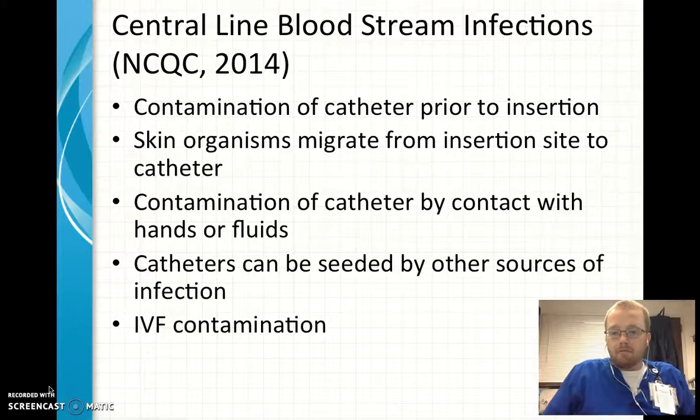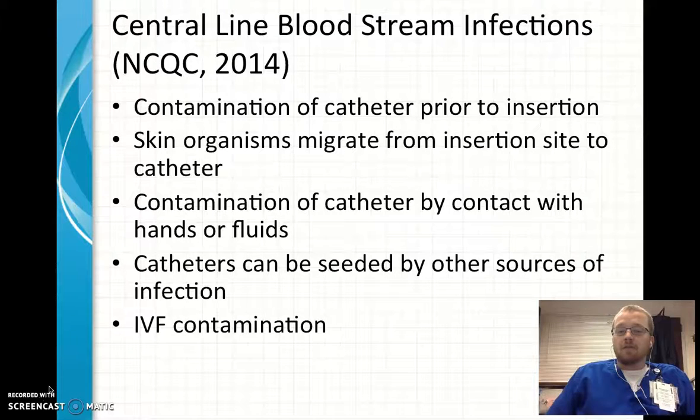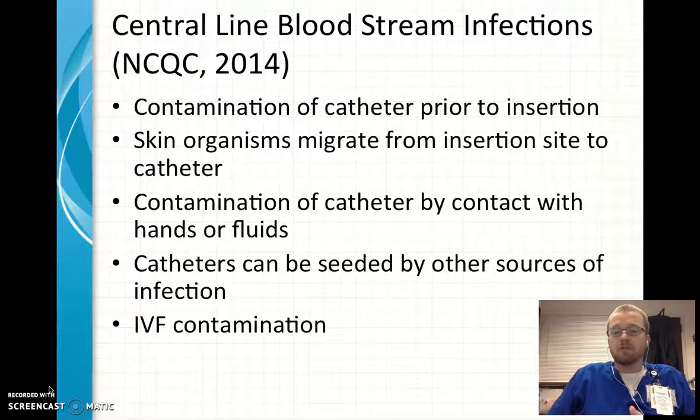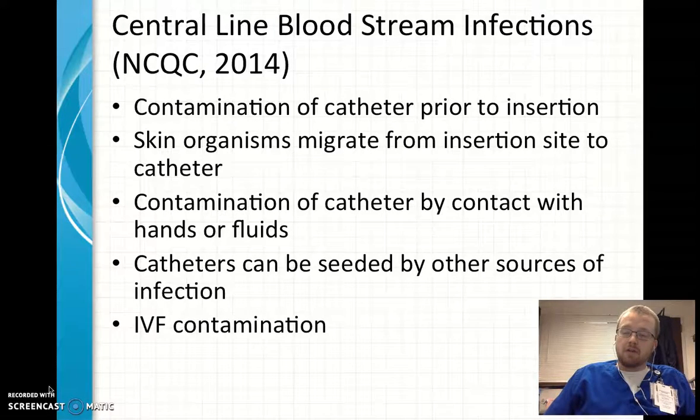So I wanted to start by explaining exactly what central line bloodstream infections are. They can be defined as any contamination of catheters before insertion. This can be done by breaking sterility or an infection or a microbe being present on the skin and not being properly cleaned prior to insertion. Skin organisms, skin microbes can also migrate from the insertion site down the catheter and into the bloodstream, which can cause an infection.